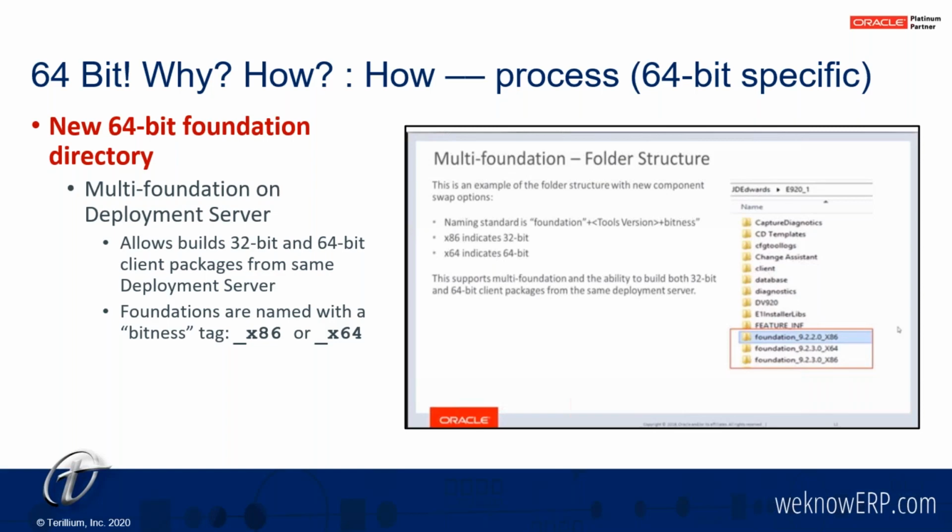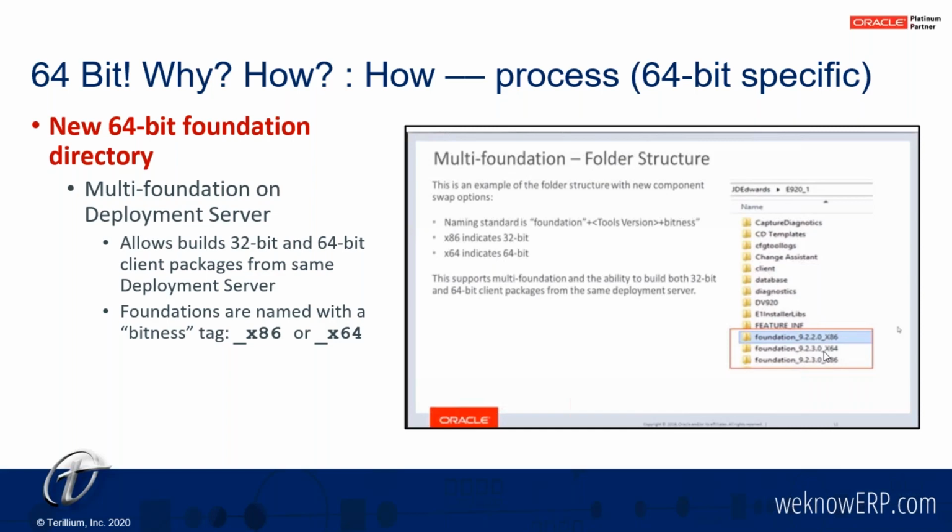There is, again, a new 64-bit foundation directory. When you look at the multi-foundation setup on your deployment server, you can see the foundation names that have an x86 and an x64. So again, you can build 32 and 64-bit client packages from the same deployment server. They're named with that x86 or x64 bitness tag. When on the previous slide we mentioned you want to download the component only for multi-foundation, this is why. It allows you to build both 32 and 64-bit versions.